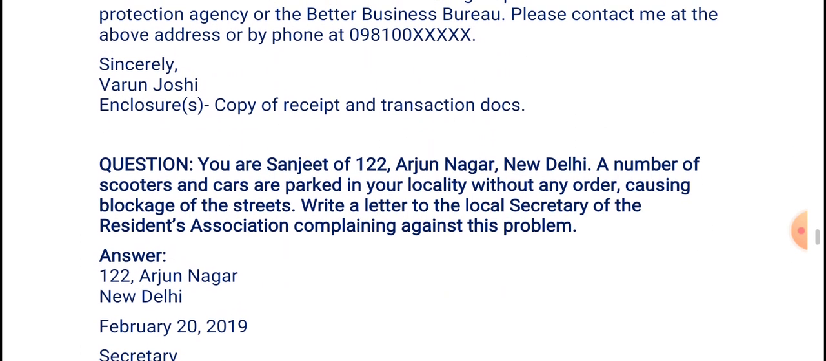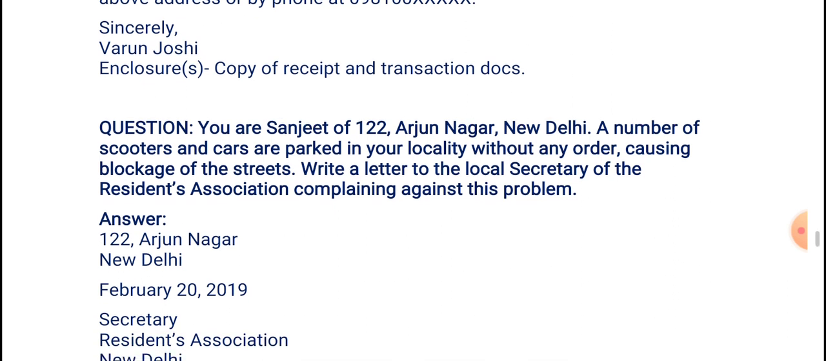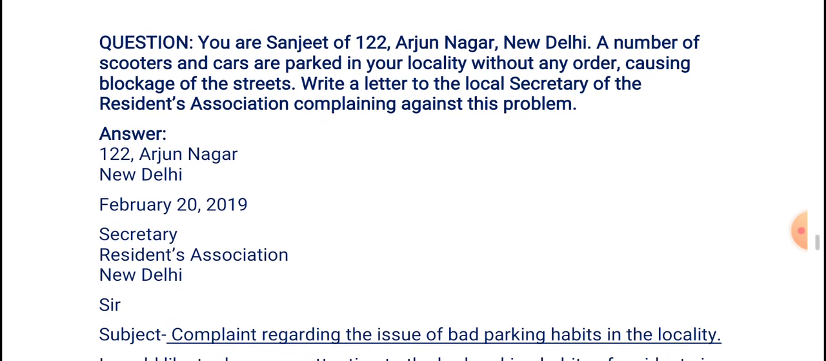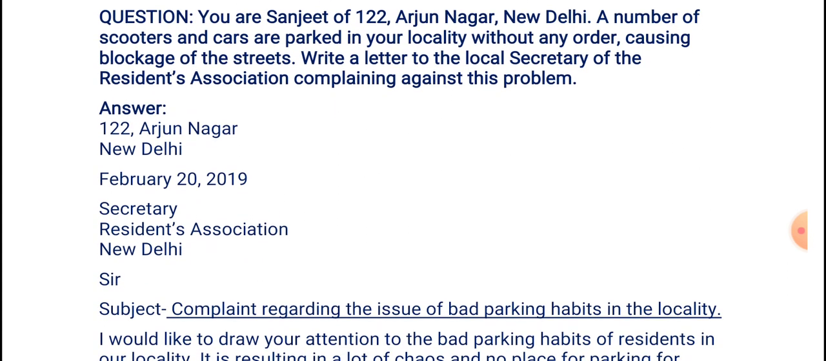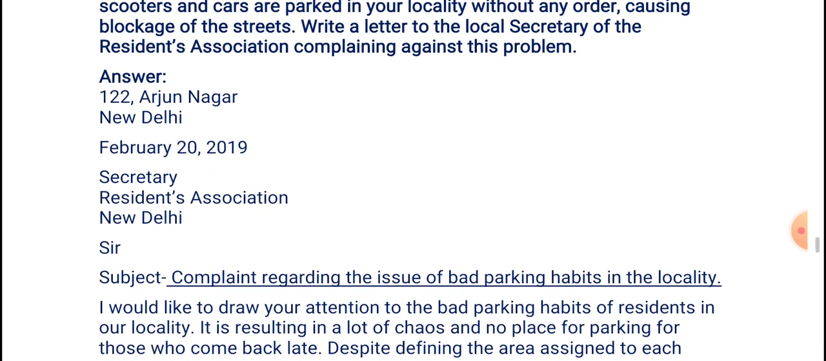So this was one of the examples. Then the next question is: you are Sanjeet of 122 Arjun Nagar, New Delhi. A number of scooters and cars are parked in your locality without any order, causing blockage of the streets. Write a letter to the local secretary of the residents association complaining against the problem. So this is another example.